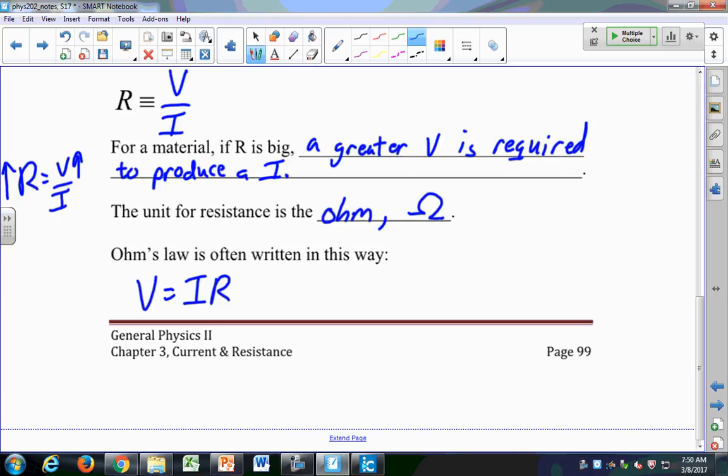Guys, if you did this in high school, a lot of teachers make this little triangle. I don't really know, it's like this, right? Is that right? Anybody ever see that before? Is that how y'all did it with a triangle? You did it for power, right? P and V and I. Anyway, if you've seen this before and it helps you, that's great. If not, don't worry about it. Okay?